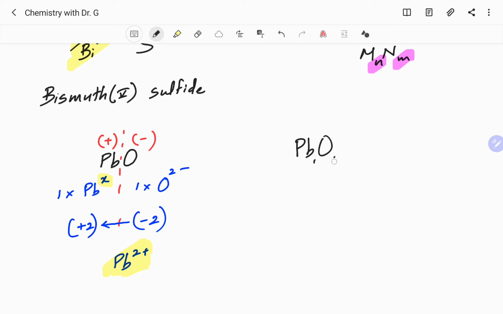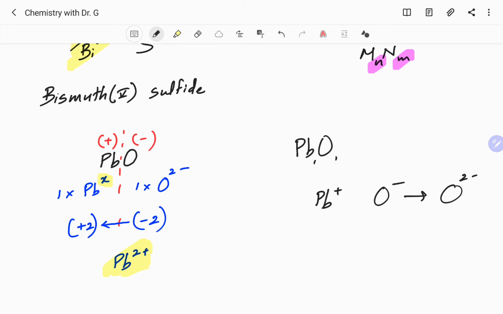Even though we don't write it, it is 1, 1, 1 and 1. So you might think that, okay, if it is 1, then the lead charge will be plus 1, right? So this should be correct, but it doesn't match the previous answer, which is Pb2 plus. Why? Because if you do the same, then the oxide charge will be a minus 1, which is not correct. Oxide is not minus 1, it is actually minus 2.